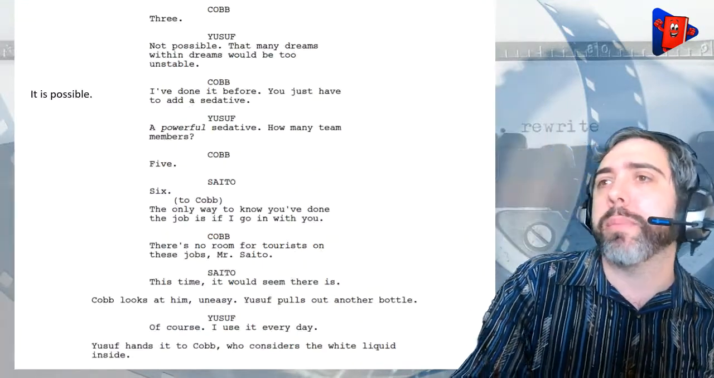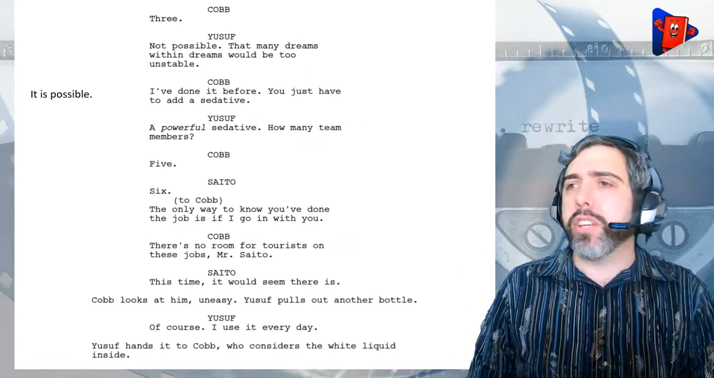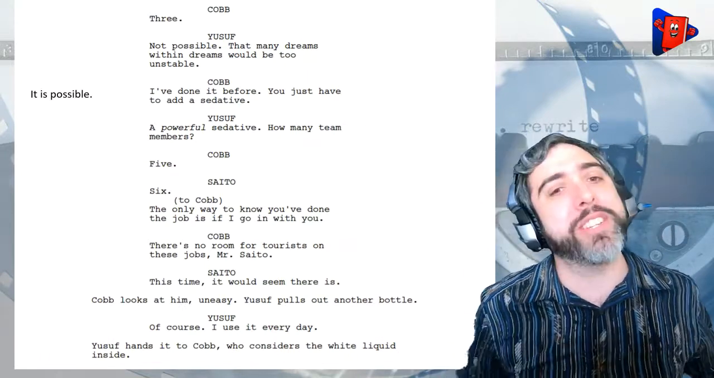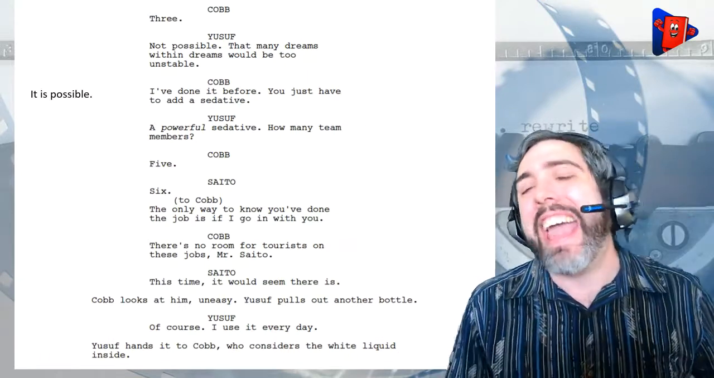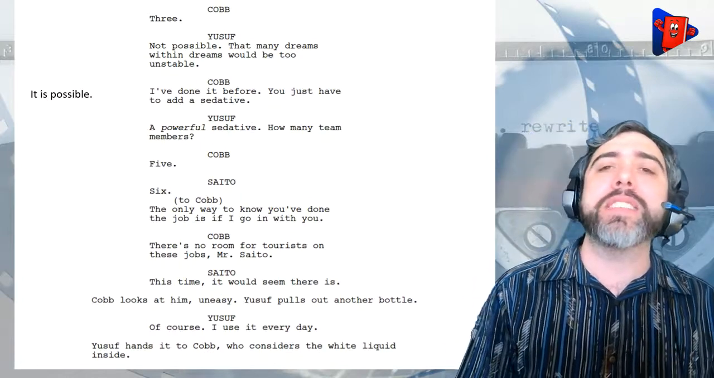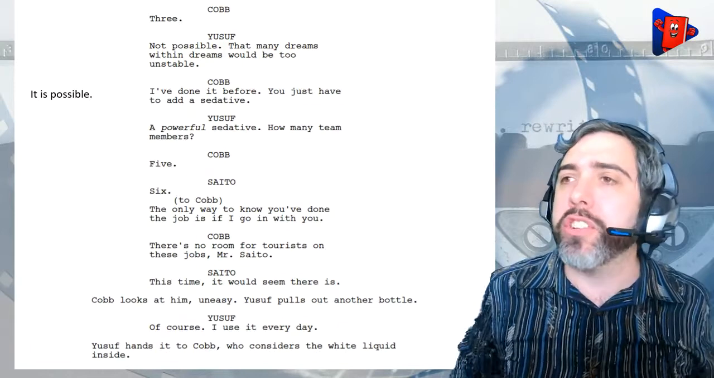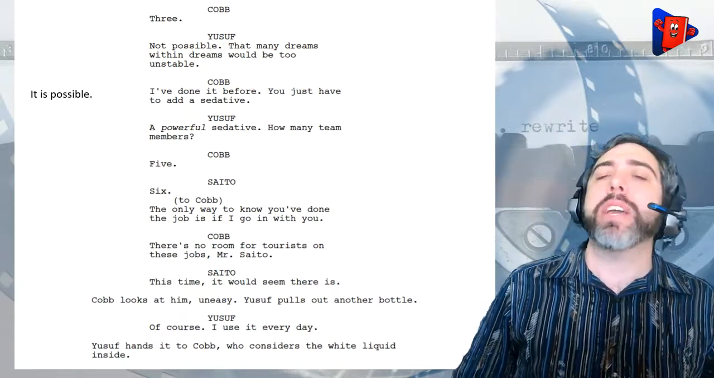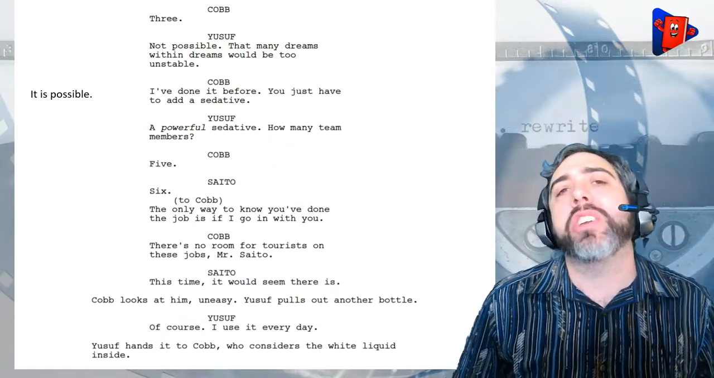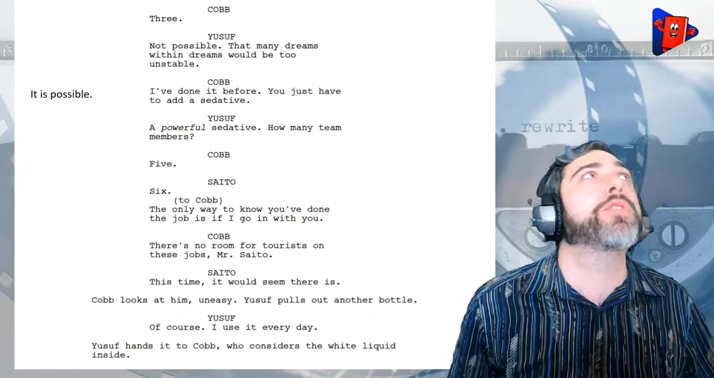This does not seem easy. Then they get to Yusuf, and of course, then you get the exposition about the sedative. And again, one way that this scene is done well is that it would be very easy for Christopher Nolan to just say, yeah, there's a sedative, it makes you go to sleep for a long time, and it makes the dream really stable.